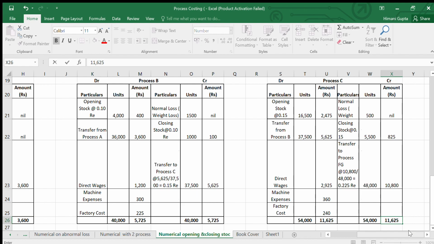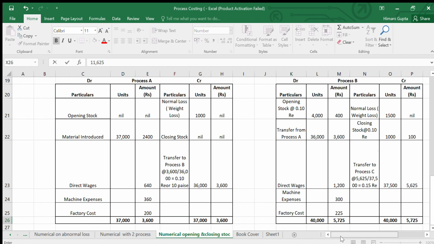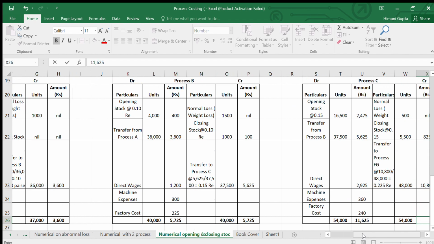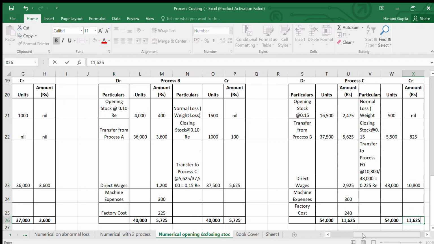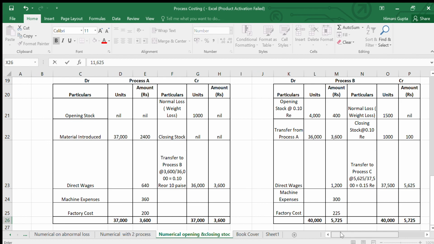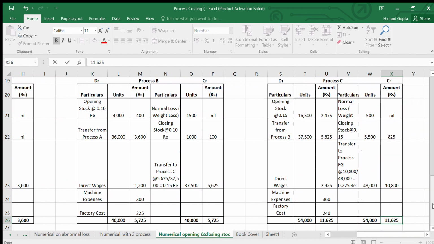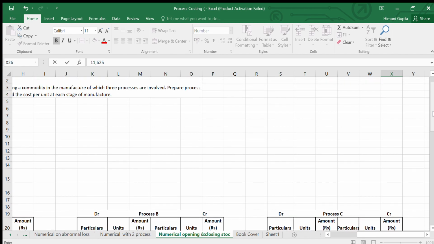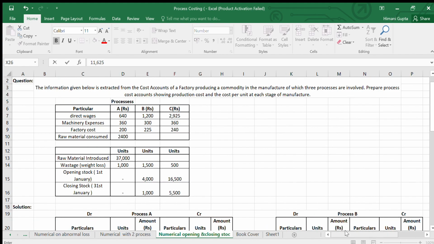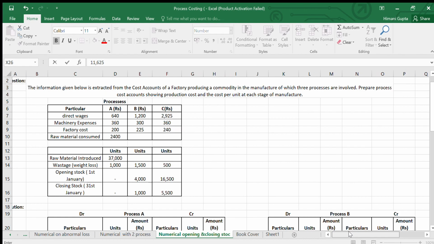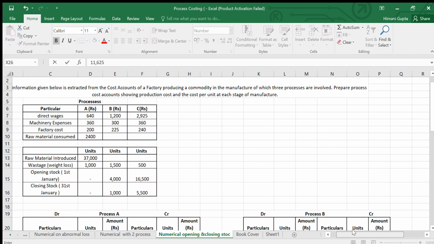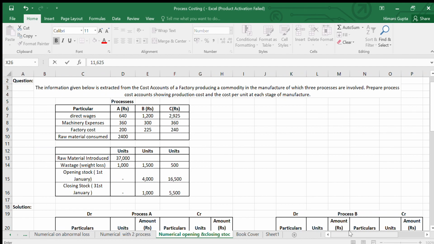I hope you understood the question. The only thing that you have to remember over here is that the rate of opening and closing stock will be the rate calculated for the last stock. Whatever is the rate for the last stock, that will be the rate of opening and closing stock. In the next video we will meet on opening and closing stock when there is a change in the rates.